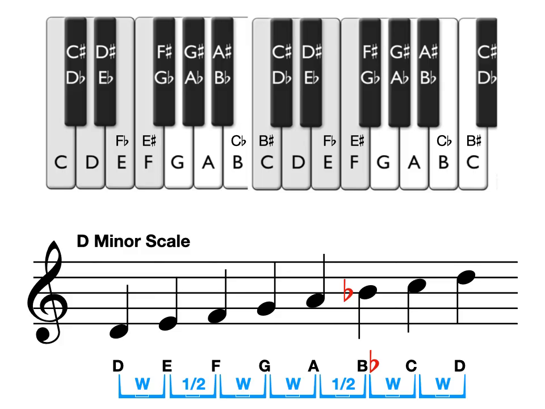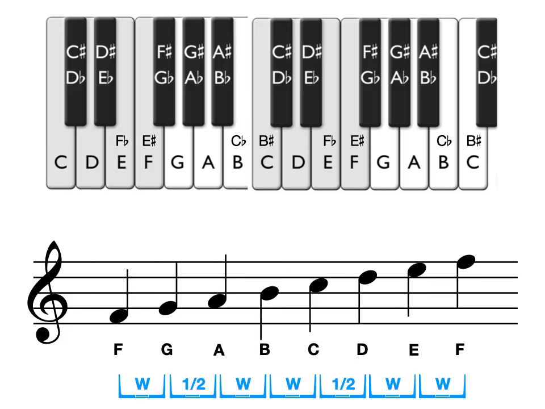Let's build another minor scale, but this time let's start on F. So we need a whole step between F and G. So F, F sharp, G, that works, so a whole step. Now we need a half step, G, A flat to A. That's a whole step, so we've got to fix that. We're going to bring the A down to A flat. And so G to A flat is a half step.